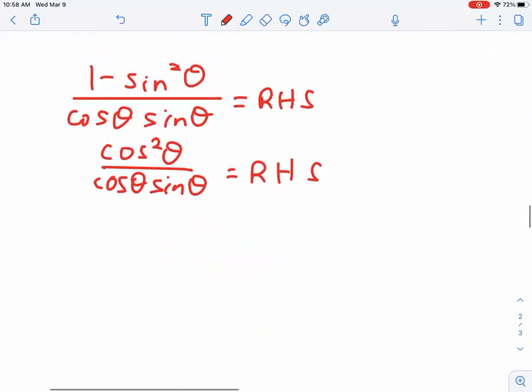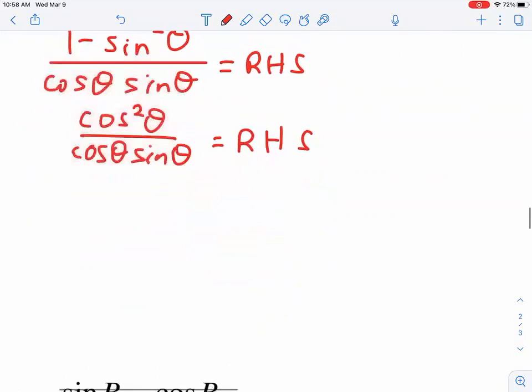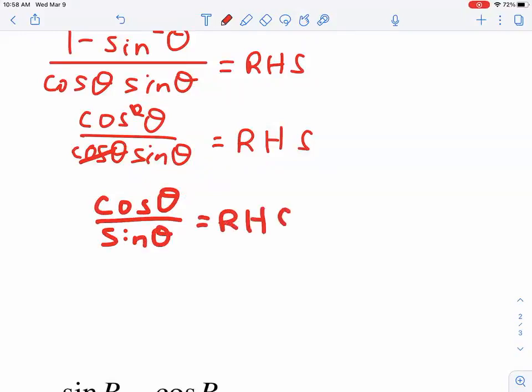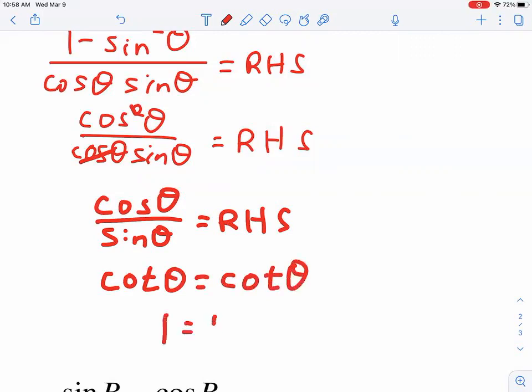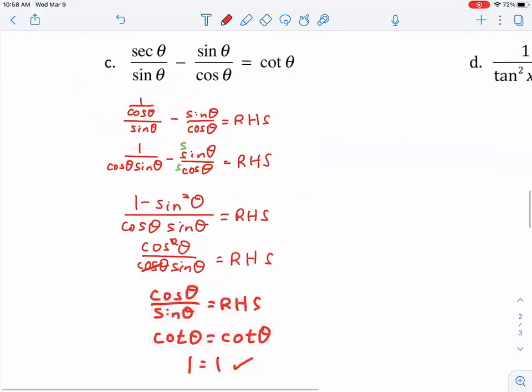And I'm almost there, because remember, I'm trying to prove that it equals the cotangent. If I cancel a cosine, I get cosine theta over sine theta. And the cosine theta over the sine theta is the cotangent of theta. So a lot more to that one. That one was definitely tougher.